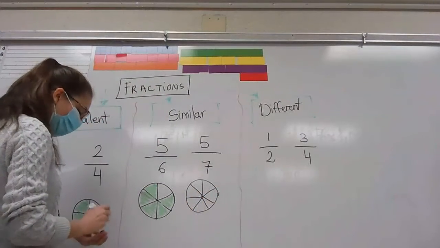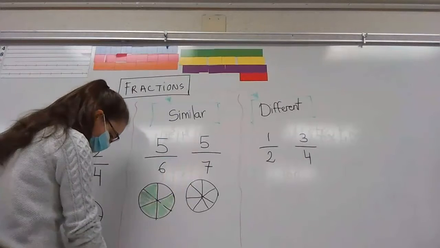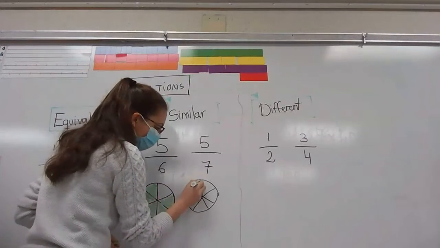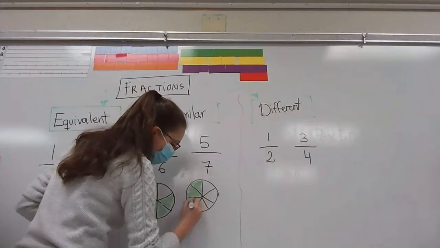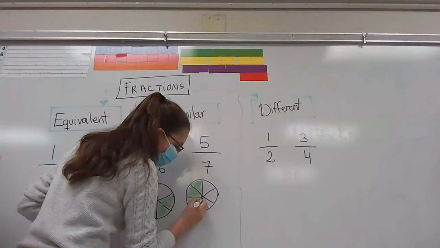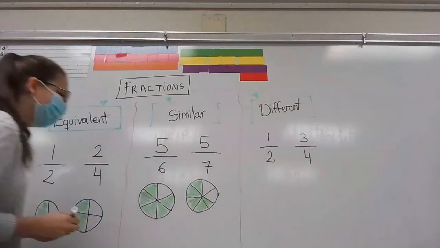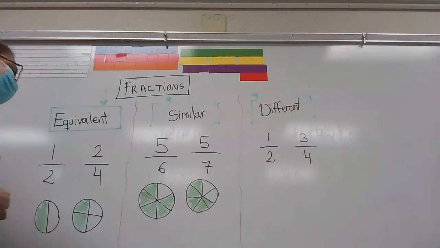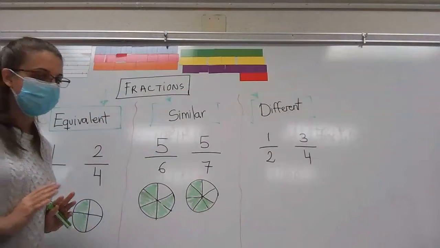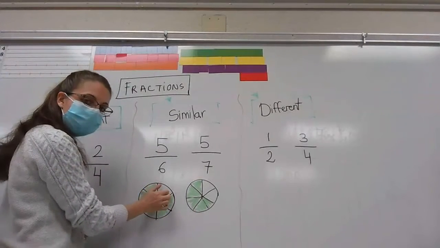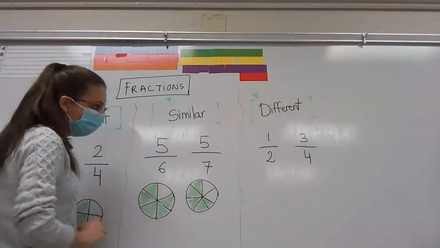This fraction is divided into 7. Seven parts. I'm going to shade 5 parts out of 7. 1, 2, 3, 4, and 5. Now, this fraction with this fraction, they are not the same thing because I have a small part here and a little bigger part here, but they are very similar.